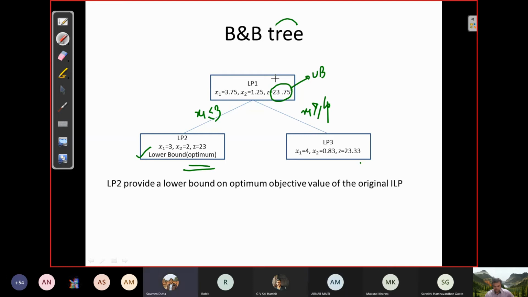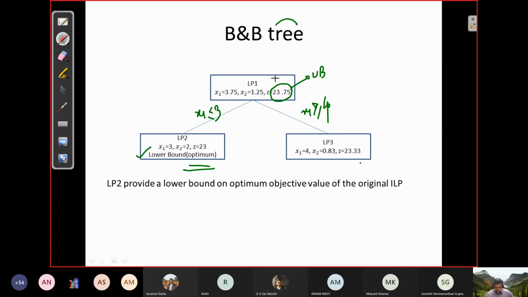x2 is less than or equal to 1? Yes. x2 greater than or equal to 2. So then you would have got two different LPs. But the final optimal solution would have been the same. Only the tree would have been different, the nodes would have been different, but the final thing would be the same. Okay.